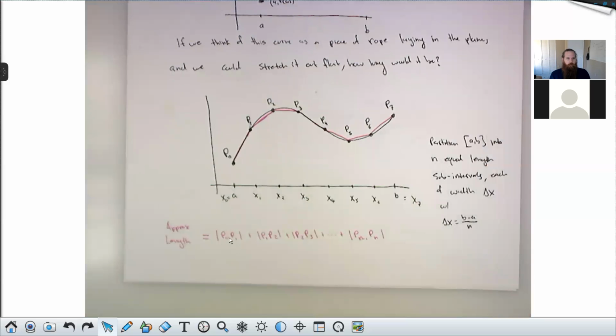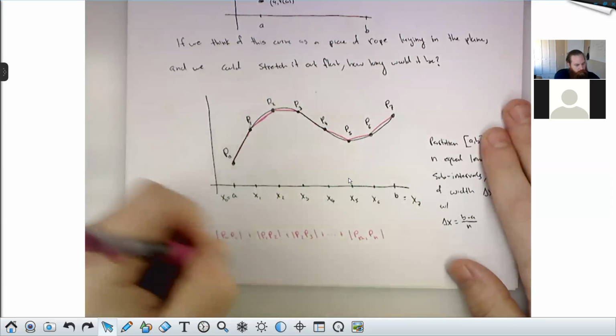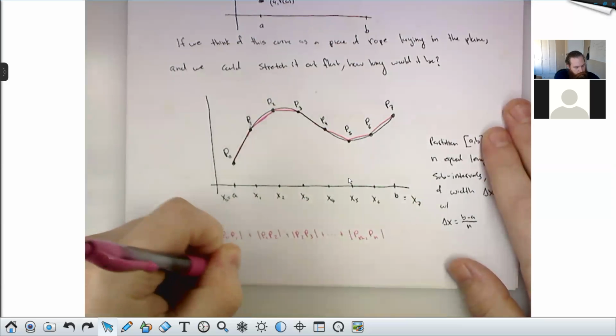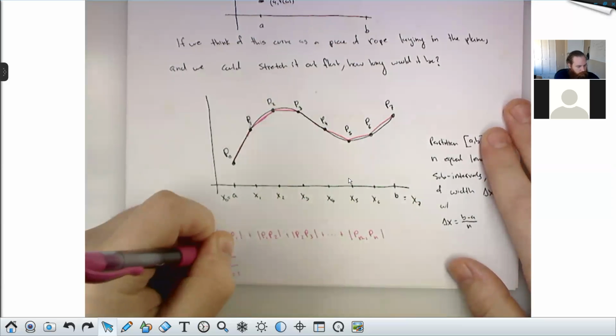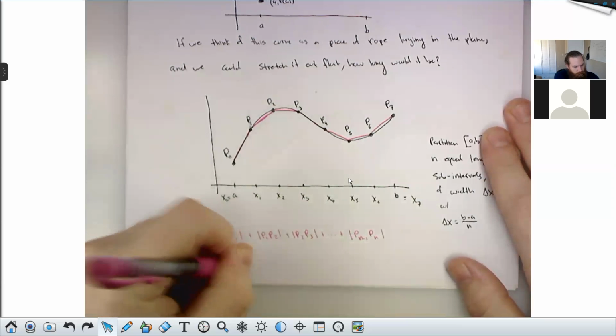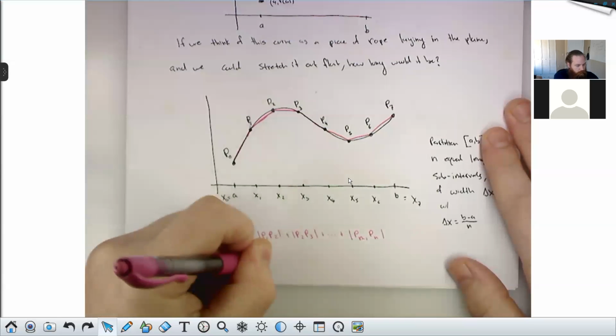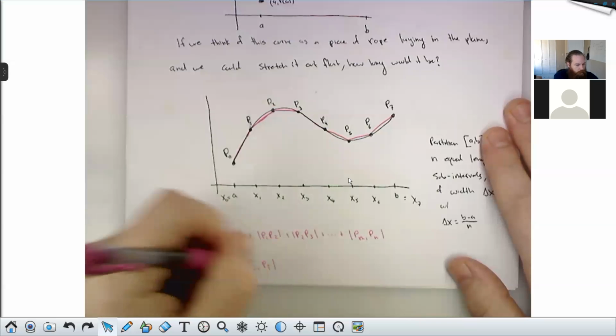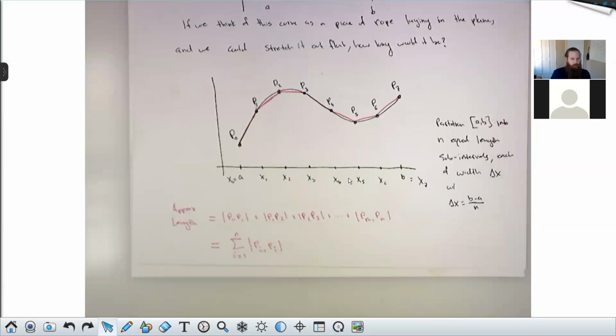Now what we're going to do is find a formula for these things that behaves well as n goes to infinity. But first, let me just write it in sigma notation. This is sigma i from 1 to n of the length from P(i minus 1) to P(i). Is everybody with me so far? Any questions on the setup so far?